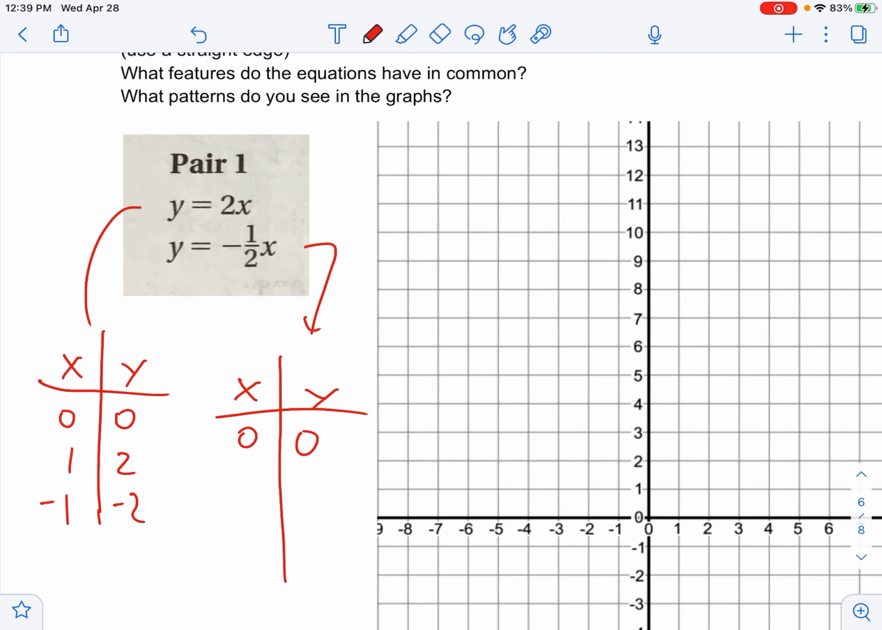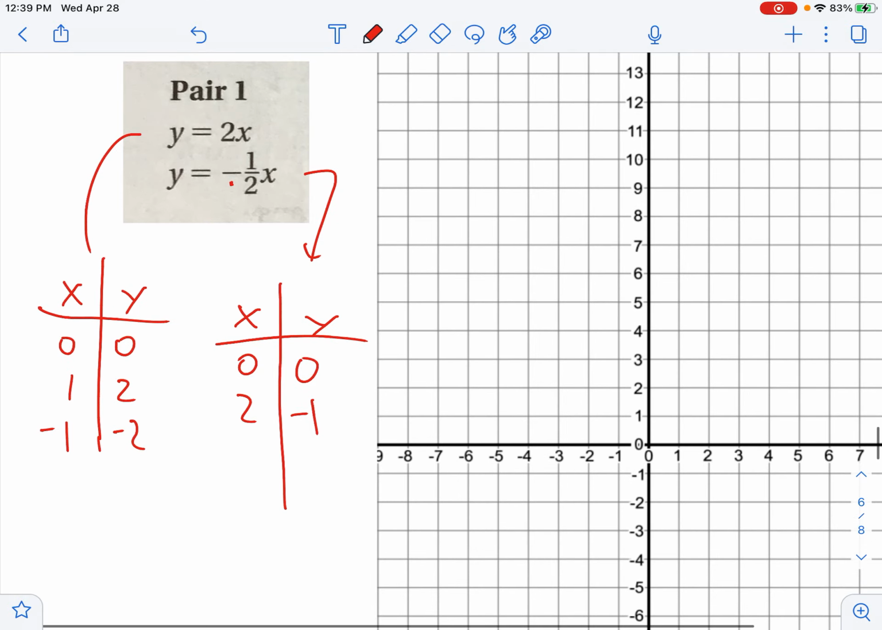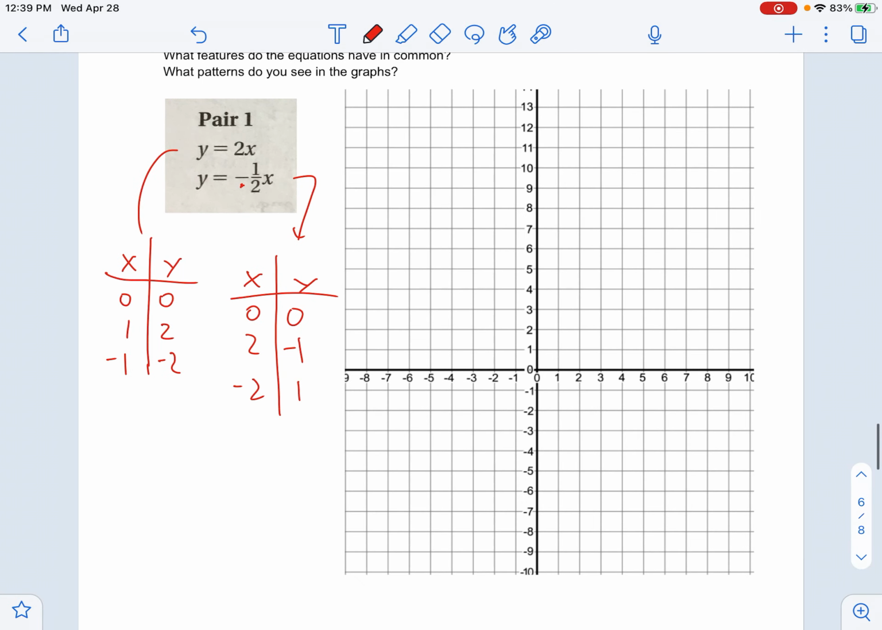I'm going to pay attention to what I'm doing because I need to take half of that number. So that's 1/2 times x. So I'm going to pick a nice number that when I take half of it, it's reasonable. Like for instance, 2. Half of 2 is 1, but I see that it's negative here, so negative times a positive will be negative. I'm going to use negative 2 as well. So half of 2 is 1, but a negative times a negative will be positive. Okay, so now that I've got my two numbers here, I can go ahead and plot them.